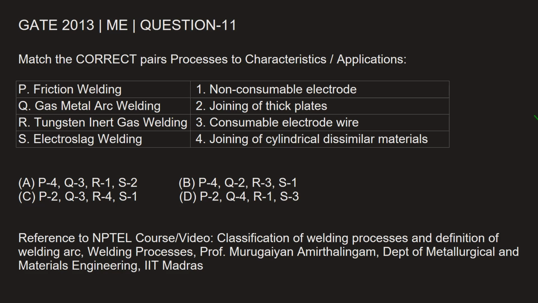This question is from GATE 2013 Mechanical Engineering paper, question number 11. Match the correct pairs of processes to the characteristics or applications. The processes given are friction welding, gas metal arc welding, tungsten inert gas welding, and electroslag welding. And the characteristics or their applications are given as: number 1, non-consumable electrode; number 2, joining of thick plates; number 3, consumable electrode wire; and number 4, joining of cylindrical dissimilar materials. So let's find out the correct pairs here.